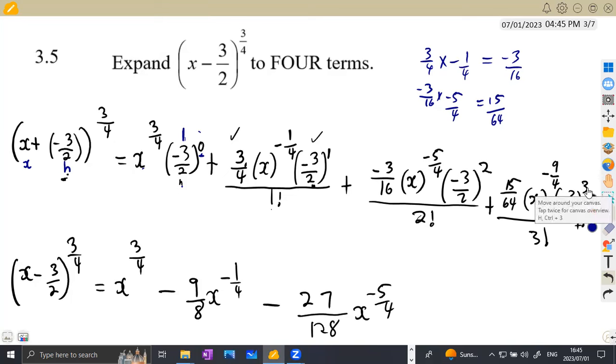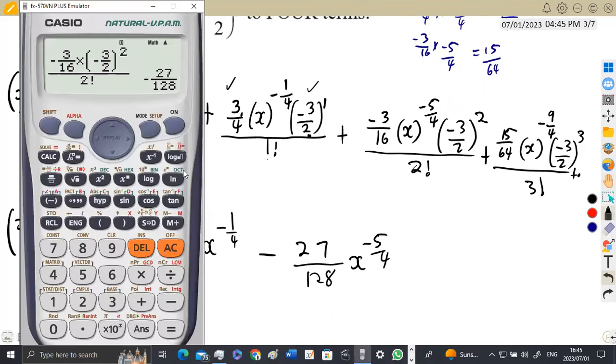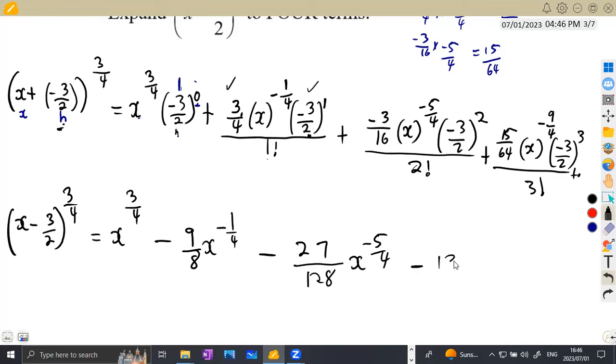We simplify again this part here. We multiply again. So if you are used to this, you can do this much faster. All right. So that is 15 over 64 times, in this case, negative 3 over 2. So this will be negative 3 over 2 to the exponent of 3, over 3 factorial. All right, so that is negative 135 over 1024.